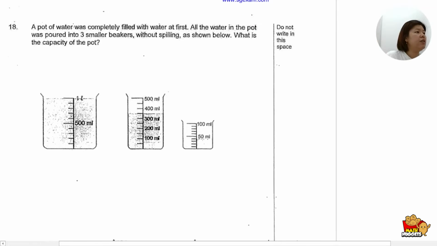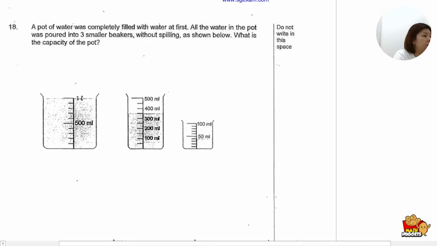Okay, next question. A pot of water was completely filled with water at first. All the water in the pot was poured into 3 smaller beakers without spilling. So what is the capacity of the pot?